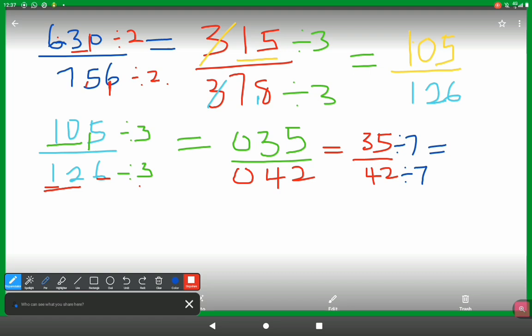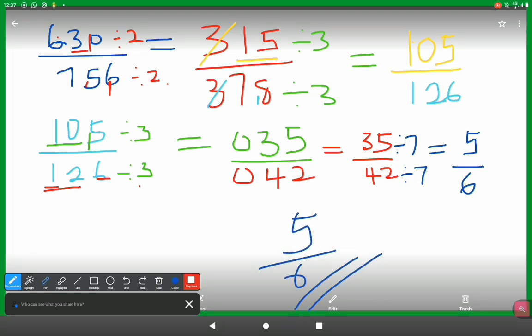So 35 divided by 7 is 5. And 42 divided by 7 is 6. This is a proper fraction and there's no other factor that can divide 5 and 6. So the answer will now be 5 over 6. Alright. One more example then.